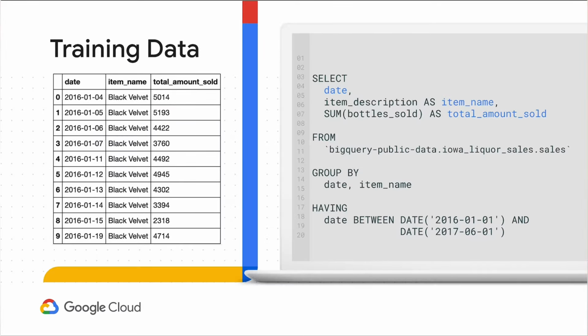So here we have the three columns. We have the date, which is when that transaction occurred. We have the item, the product that was sold, and the total amount in terms of the bottles that were sold on that particular date across all the stores to keep things simple. So here we have our select statement. We have the three columns that we're looking for.